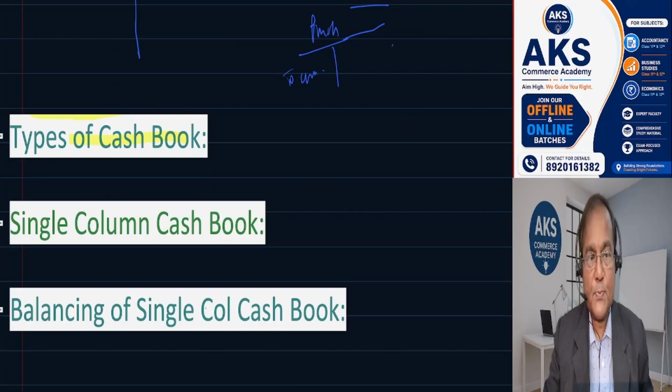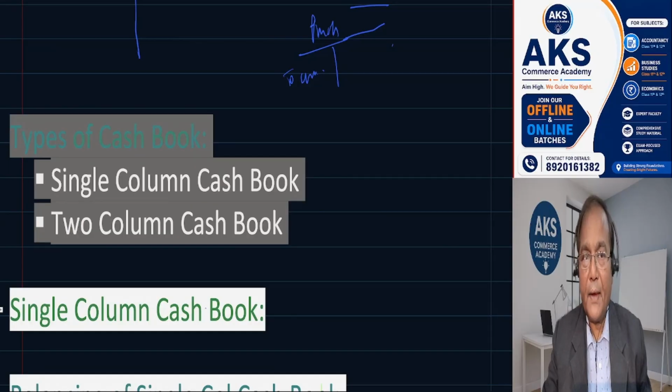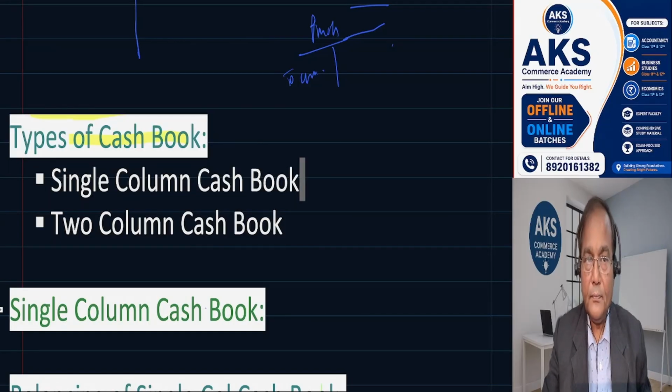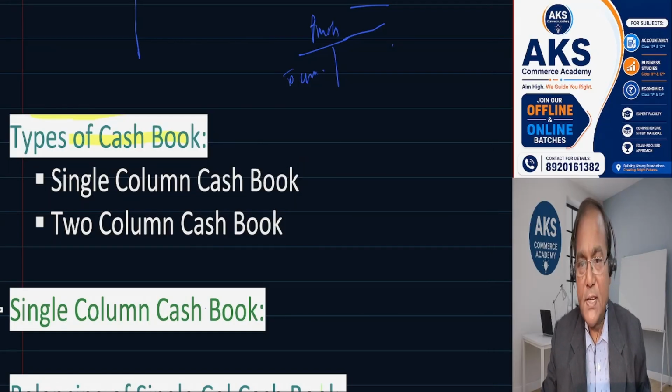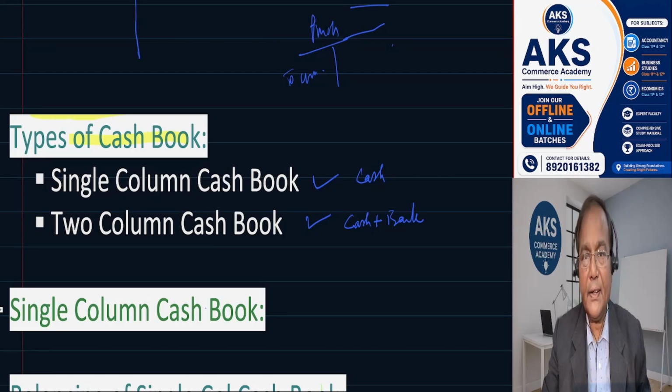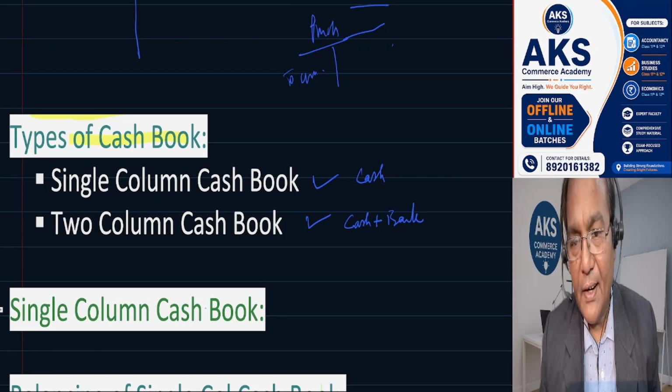Now, types of cash book. What are the types of cash books that are there? We will see here. There are two types of cash book. One is the single column cash book, and there is the double column cash book. In the single column cash book, there will only be cash transactions, and in the double column, cash as well as bank transactions are going to be entered. I hope it is clear to you.